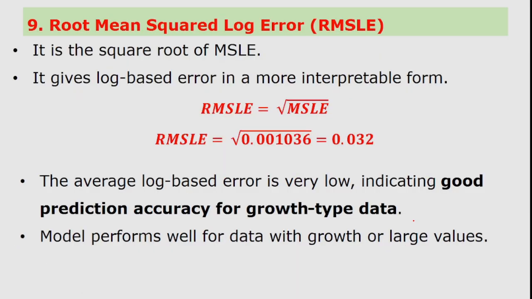And RMSLE is the root mean square log error. MSLE we already know, so RMSLE is nothing but the square root of 0.001036. It gives 0.032. So the average log-based error is very low, indicating good prediction accuracy for growth-type data or increasing data.